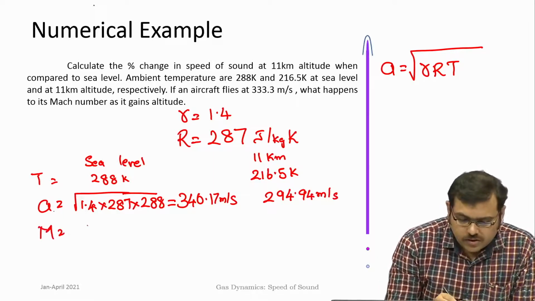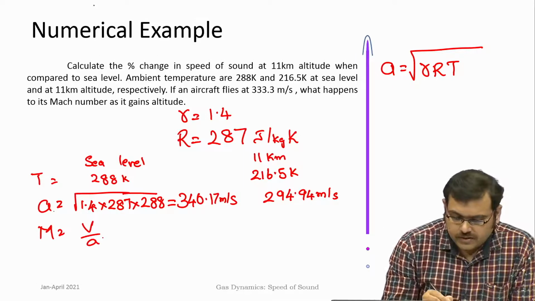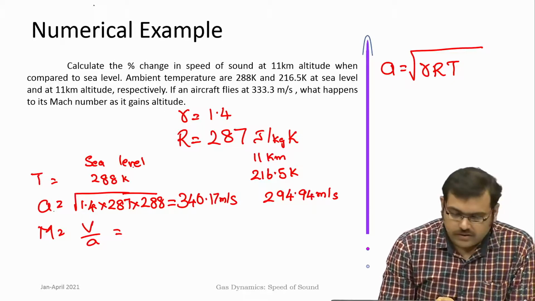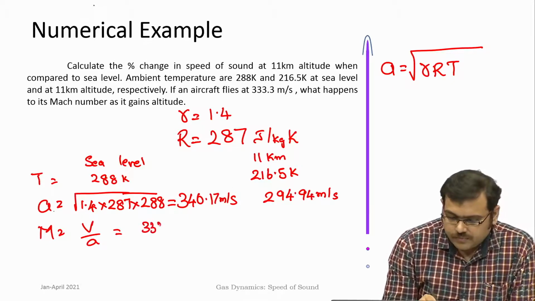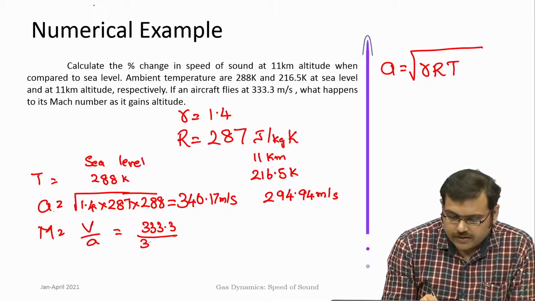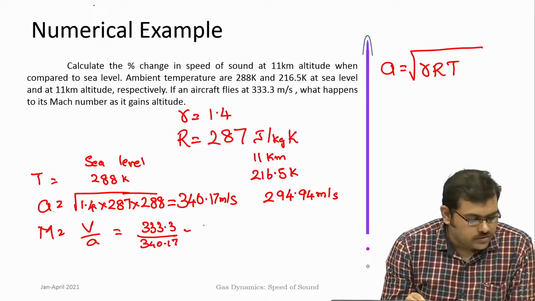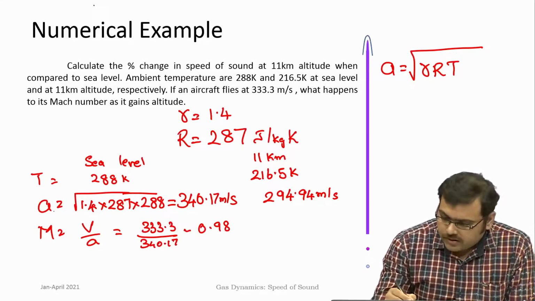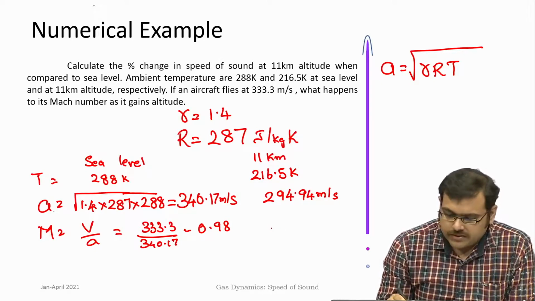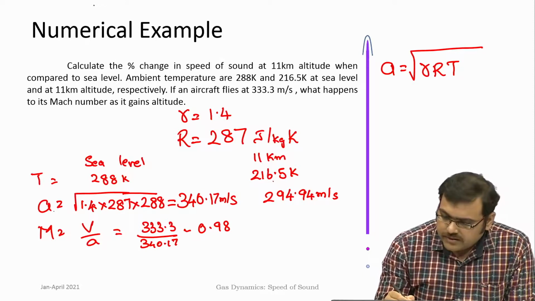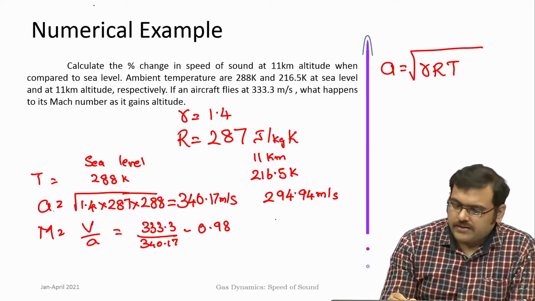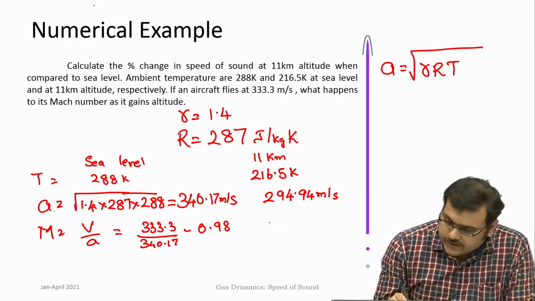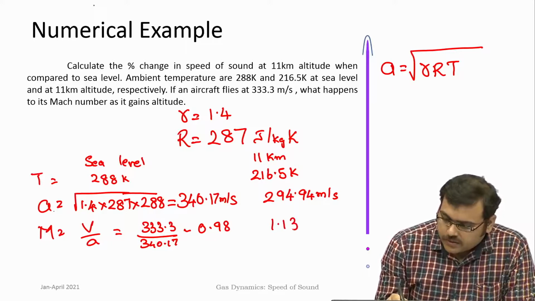Mach number is V by a. In this case the Mach number is 333.3 divided by 340, which is close to 0.98, while on this side at 11 kilometers, you can see that the speed with which the aircraft flies is greater than the speed of sound, and the Mach number here is 1.13.